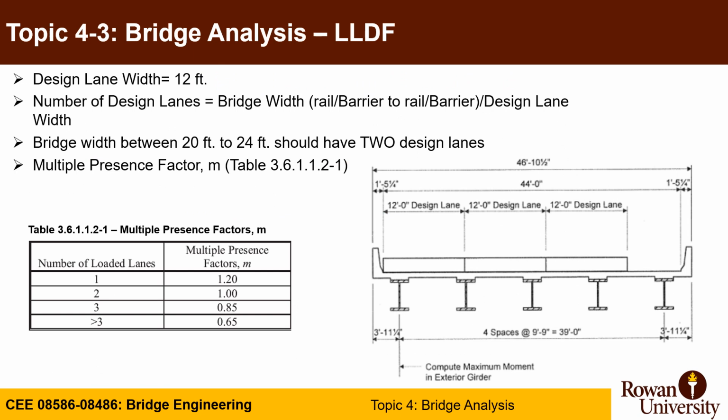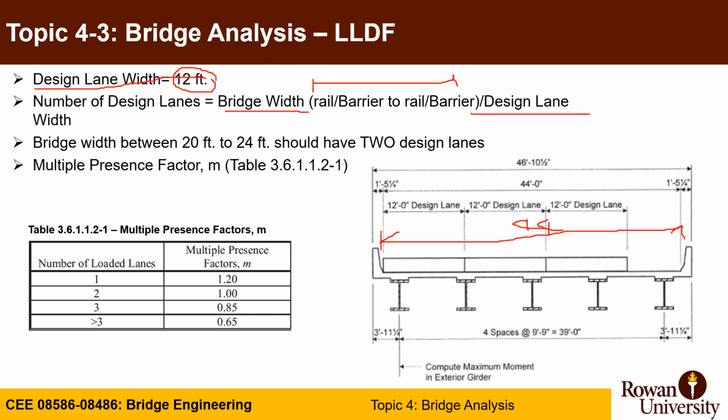We have some rules we discussed. The design lane has to be 12 feet. The number of design lanes usually depends on the bridge width, which is measured barrier to barrier. In this particular example, it's 44 feet, and you divide it by the design lane, which is 12 feet. It gives you the number of lanes. You take the integer. If you have only two design lanes, you can go with a design lane of 10 feet, but usually you go with a 12 feet design lane.